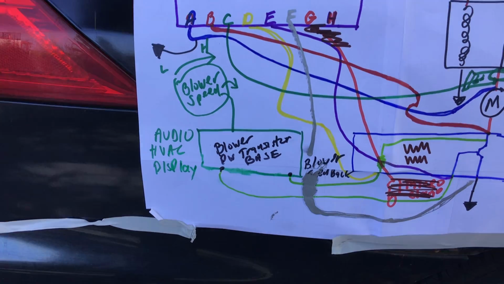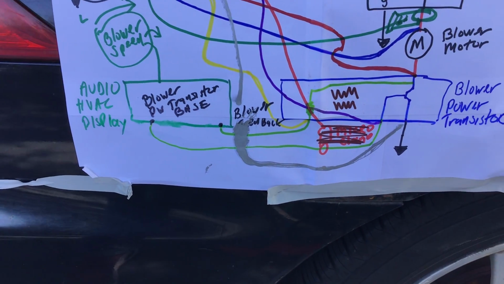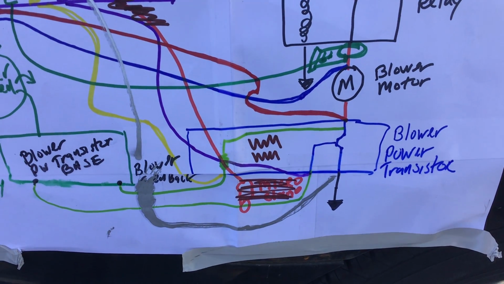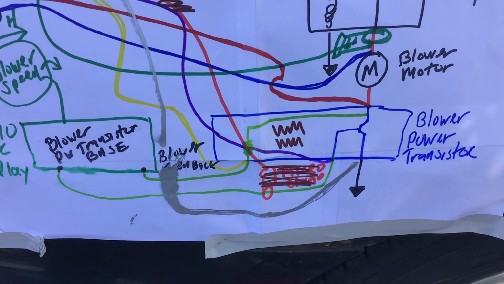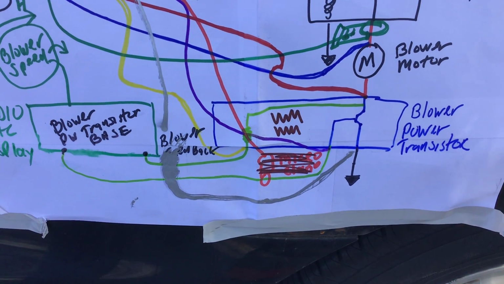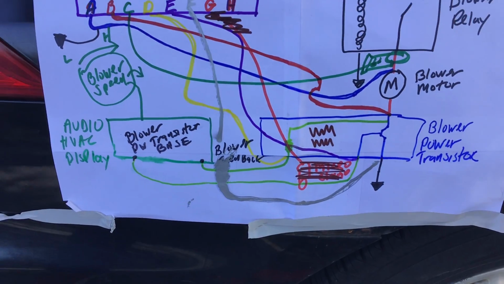And then the signal is an analog signal sent over to the base of a transistor in the blower power transistor. You'll see that on the scope. I thought it was duty cycle. It is not. It is a sort of a potentiometer-like analog voltage, much like a throttle position sensor.